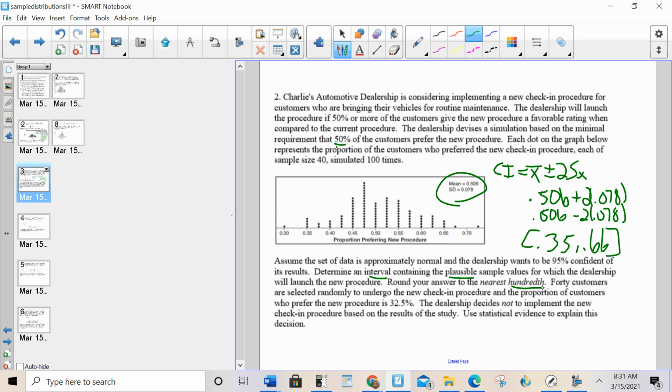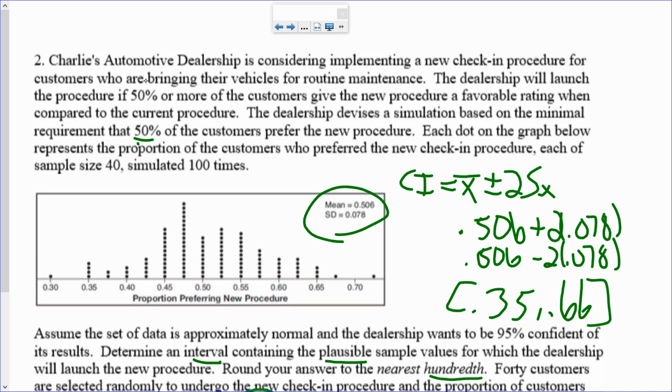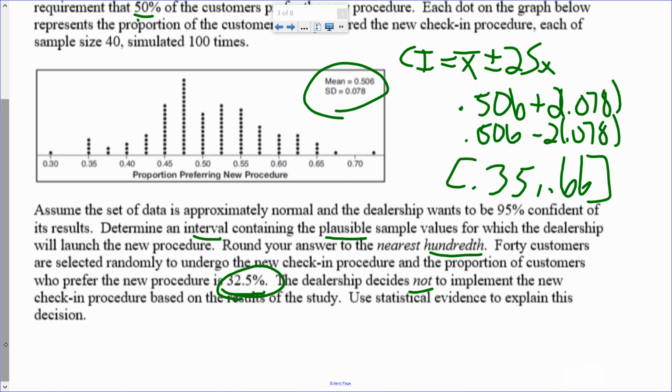40 customers are selected randomly to undergo the new check-in procedure, and the proportion of customers who prefer the new procedure is 32.5%. The dealership decides not to implement the new check-in procedure based on the results. Use statistical evidence to explain why. Well, my value is 32.5%. So, of course, it's going to be easiest to make that into a decimal. So 32.5% is 0.325. I want to see if that value is inside the confidence interval. It's not. So it's telling you the answer. It's telling you that they're not doing it.